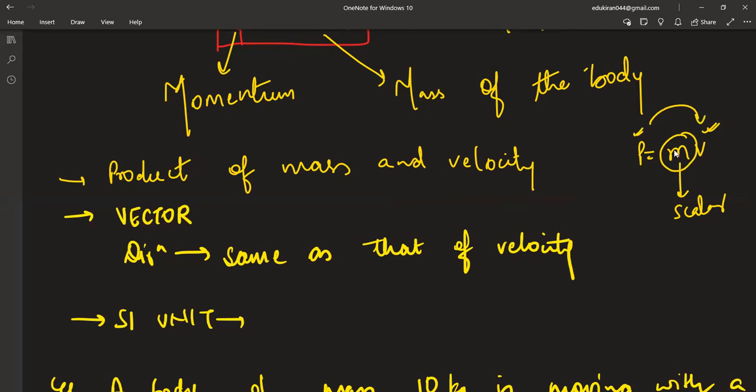SI unit. See, what is the SI unit of mass? Yes, class. Anyone? SI unit of mass?